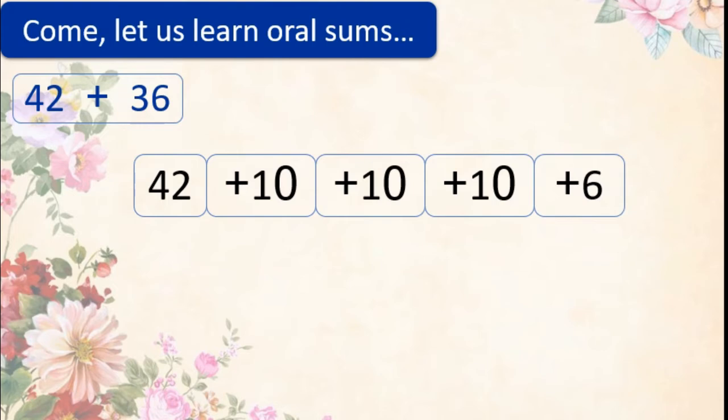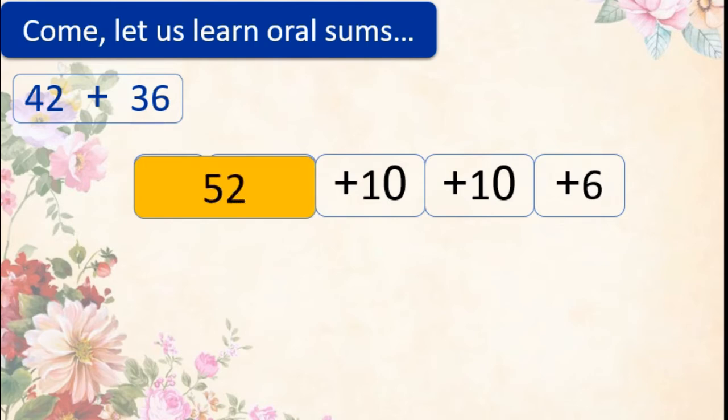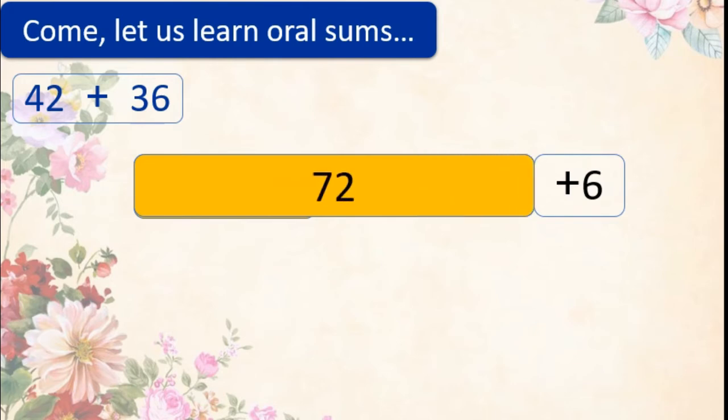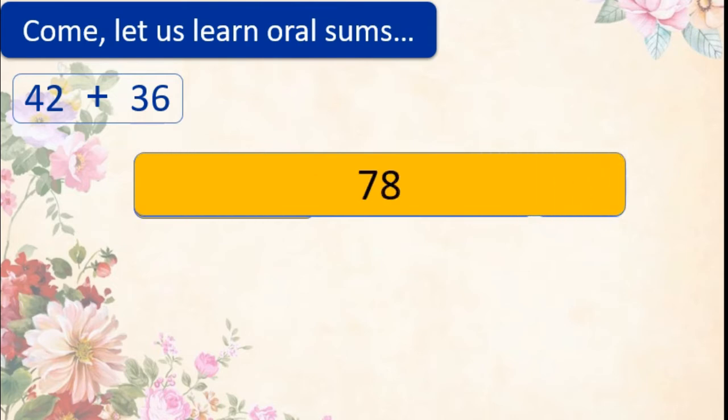Now see this. 42 plus 10 we will do. What is the answer? 52. Very easy, isn't it? Now 52 plus 10 became 62. 62 plus 10, that is 72. You know this, 72 plus 6. What is the answer? That is nothing but 78. Got this? So the answer for 42 plus 36 is equal to 78. Got this, students? We will practice one more.